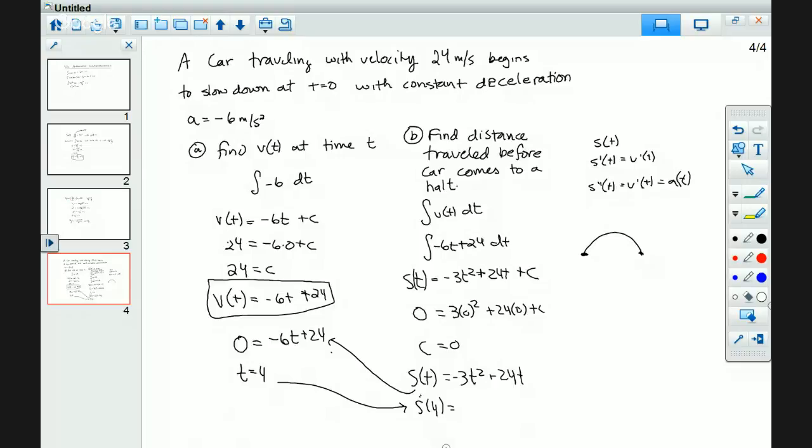4 squared is 16, so we have negative 48 plus 96. 48 what? Meters.